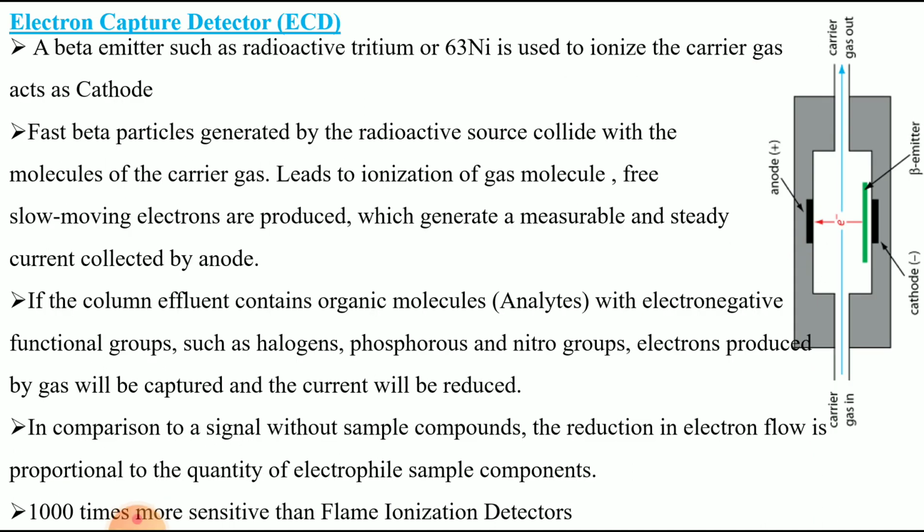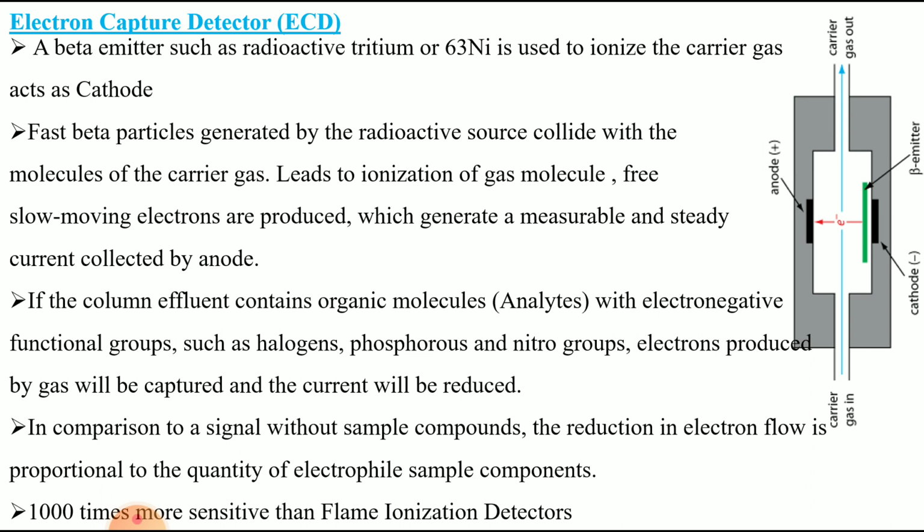Electron capture detector. The name reveals that it captures electrons. A beta emitter containing radioactive tritium or nickel 63 acts as a cathode. It causes the ionization of the carrier gas, and exactly opposite to the cathode, the anode will be present. Whatever electrons are produced by the ionization of the carrier gas with the radioactive material will be attracted by the anode.